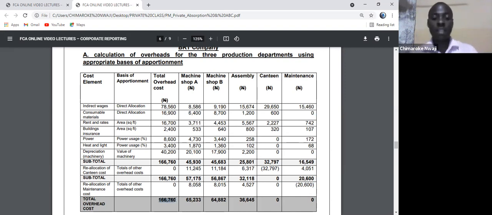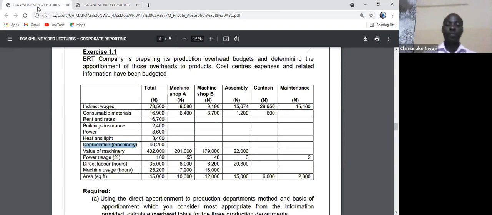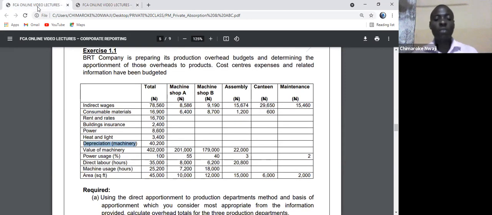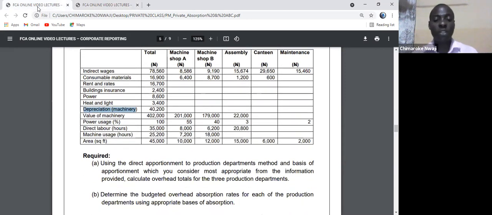Now, can you see that this total, which you had from here, going to the final figure, is still the same. And the thing you can see now is only 3 cost centers are bearing the total cost, which are the production departments: machine A, machine B, and assembly. Canteen and maintenance are no longer bearing anything. So that is the first thing that the question is asking us to do.